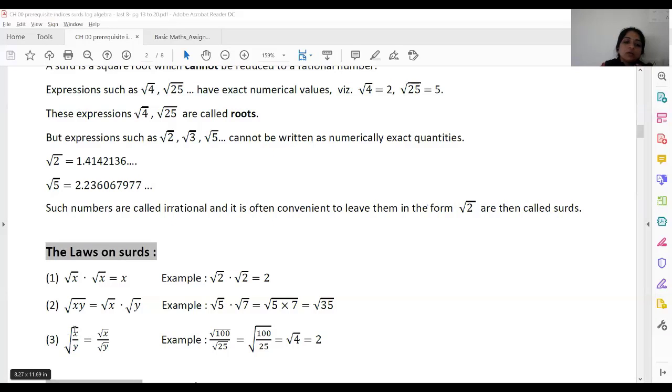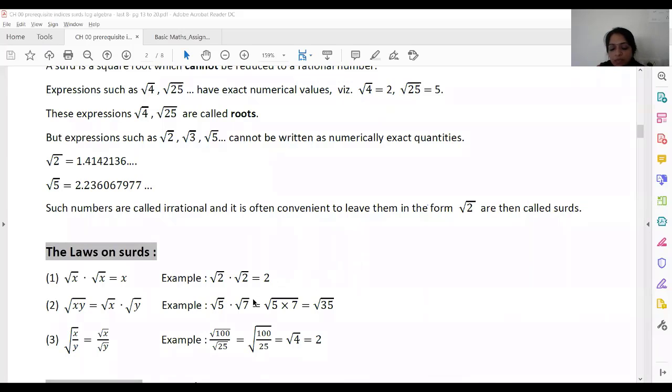Similarly, for division, the root of x upon y is root x upon root y. So root 100 upon root 25 is the root of 100 upon 25, that is root 4, which is equal to 2.